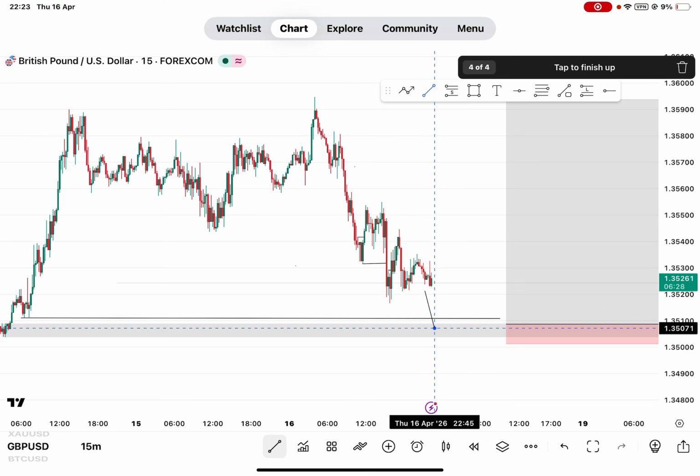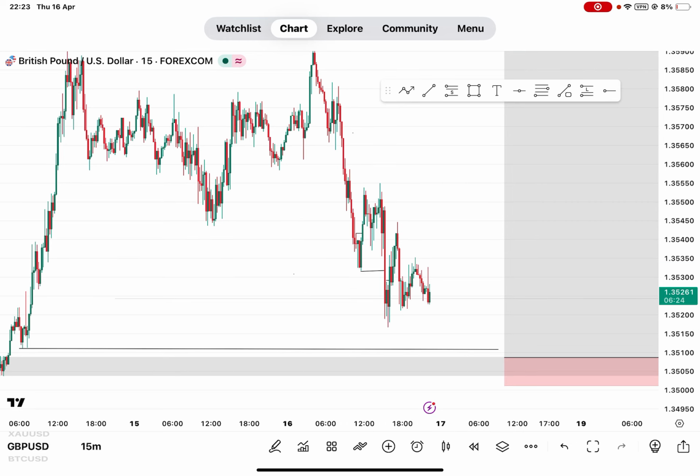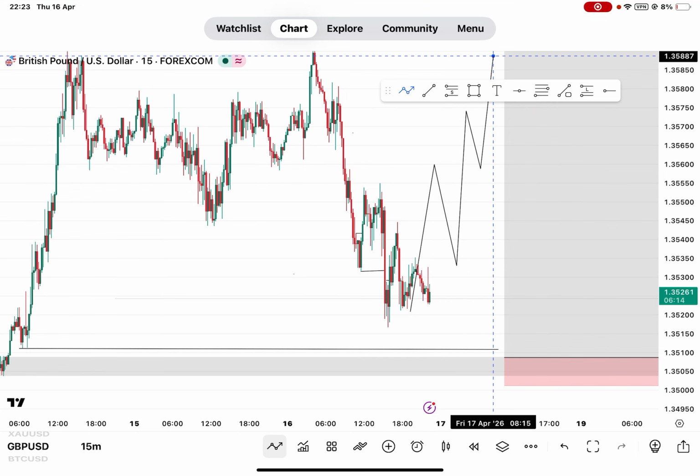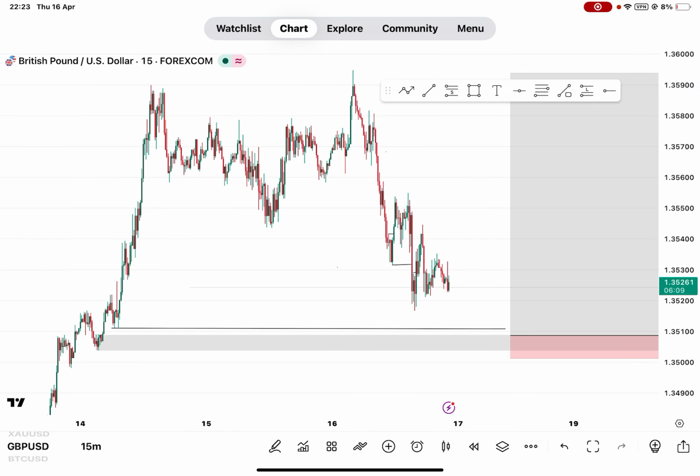So we expect it to get here, then start going bullish. And if the market doesn't get there, it is left to the market to do whatever it wants to do. If the market doesn't get there and it just does a market structure shift over here, you can start looking for your buys in the market. So that is basically what I'm expecting the market to do in the next 24 hours.